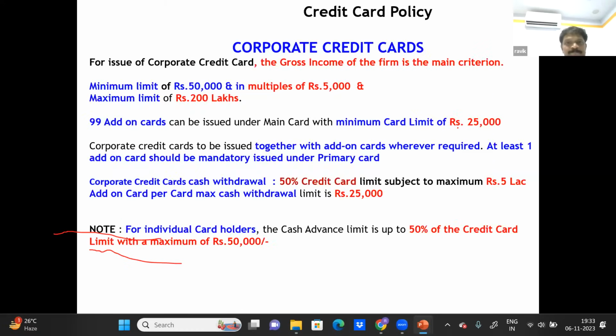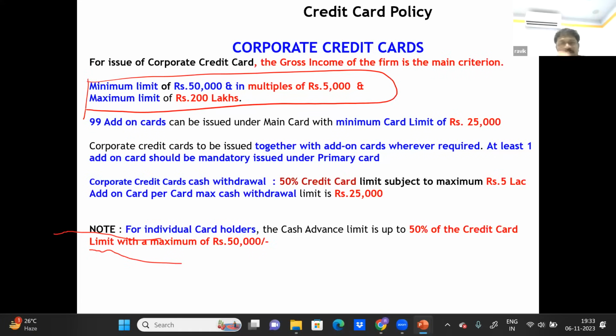Very, very important. Now come to corporate credit cards. You can give a corporate credit card to companies, but the gross income of the firm is the main criteria. When you are issuing the credit card to a corporate, the income of the company is important here. How much will we give? Minimum 50,000 rupees, in multiples of 5,000, maximum 200 lakhs. This is the card we can issue to corporates.